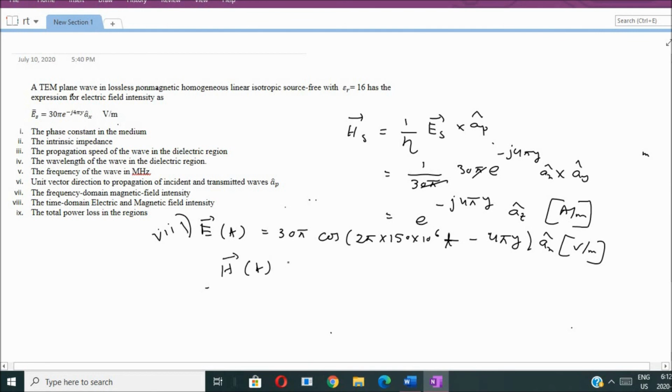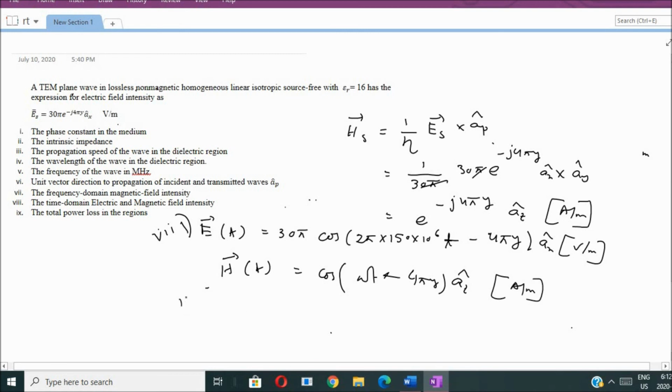And the magnetic field in time domain will be cosine. If you don't want to put the frequency, you can simply write omega t minus 4 pi y. The direction is az, ampere per meter.